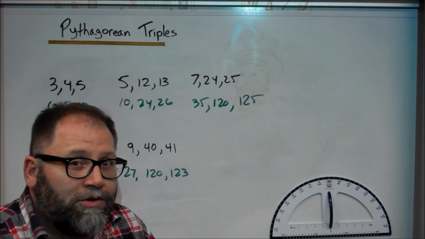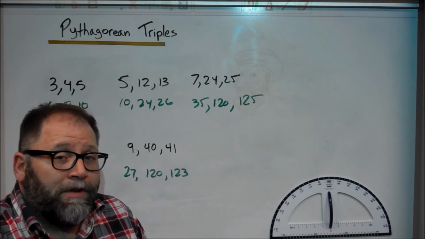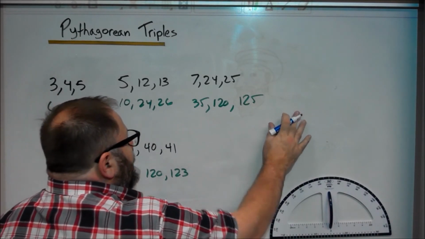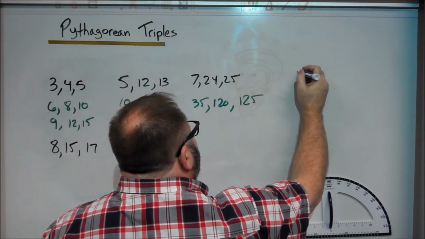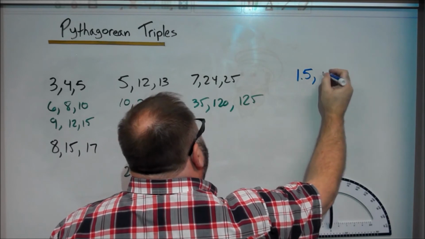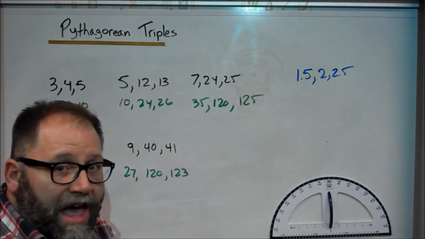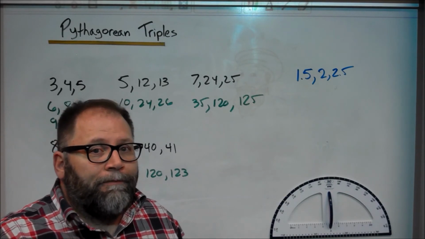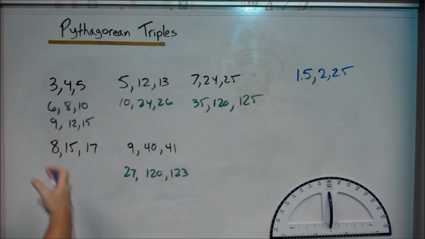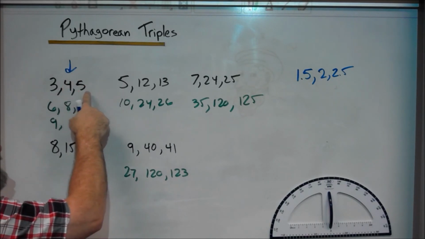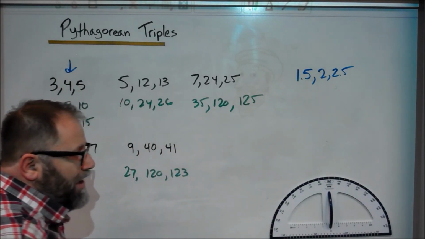The interesting thing, though, is we can also scale them down. So if I put this triple up and I said 1.5, 2, and 2.5, that also is a Pythagorean triple. Do you know which one that came from? You're right. It came from this one right here. I took half of all of these and created that.